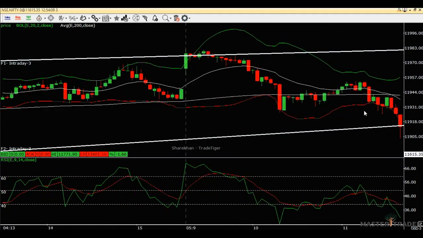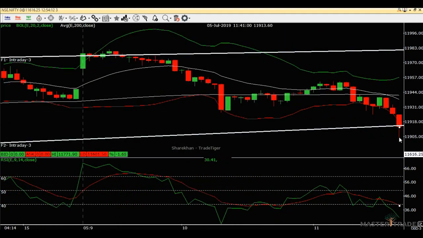So now here we go, guys. This candle has broken below this trend line, so we've got a breakout. It has closed below the lower Bollinger Band and RSI is below 40. So all my entry criteria match. I will take a sell entry below this candle low, right? And you can give a 1-point buffer. So at 11,902 will be your entry.